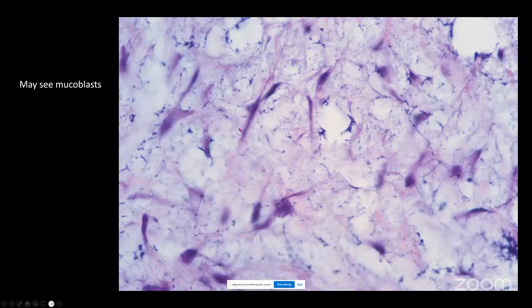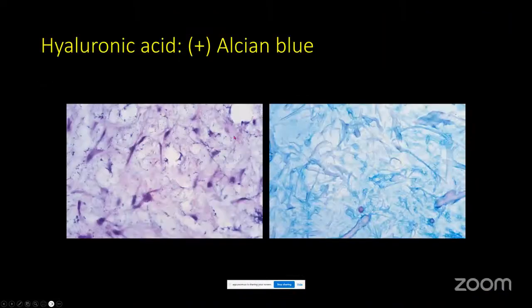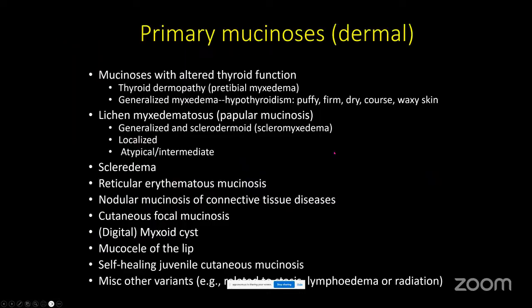Sometimes within the mucin deposition, you can see these larger stellate fibroblasts. Some people refer to them as mucoblasts. They usually aren't too prominent. If it gets to be very, very cellular, you have to think of things like scleromyxedema, which I'll get into later. So this is an example of Alcian blue staining the mucin blue between the connective tissue bundles.